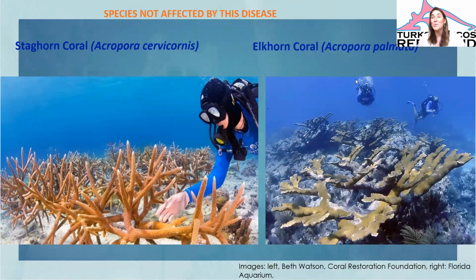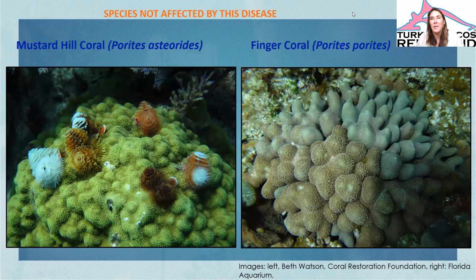Now, what about some of the corals that are not affected by SCTLD? Staghorn and elkhorn corals, our 2 Acropora species, are thankfully not affected by SCTLD, although as we know they are both endangered species that went through their own disease outbreaks in the past few decades. And these are the predominant corals that different organizations around the region are growing in our nurseries. The other corals that are presumed at the moment unaffected are those of the genus Porites. So we have our mustard hill coral and our finger coral.